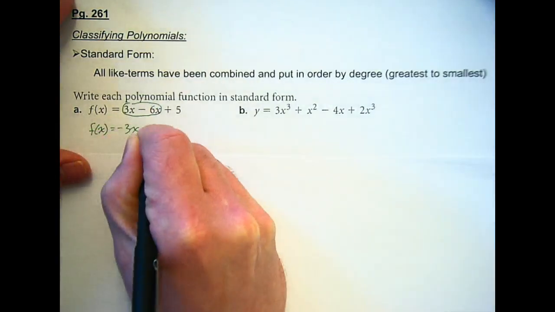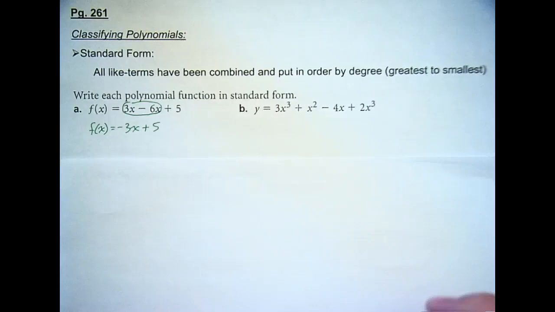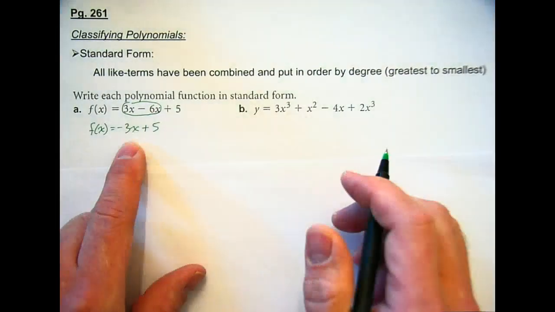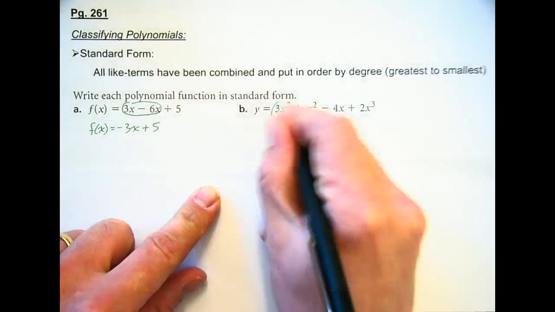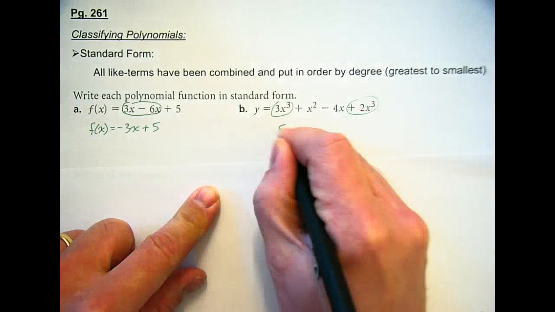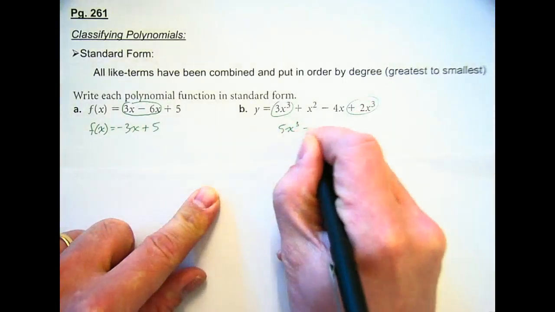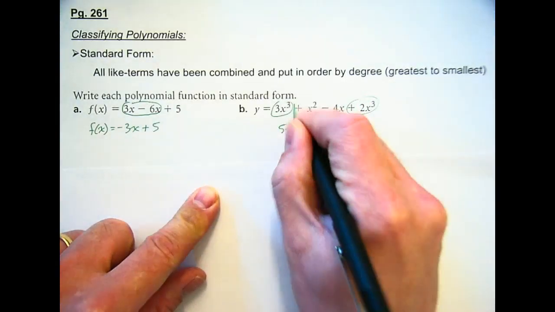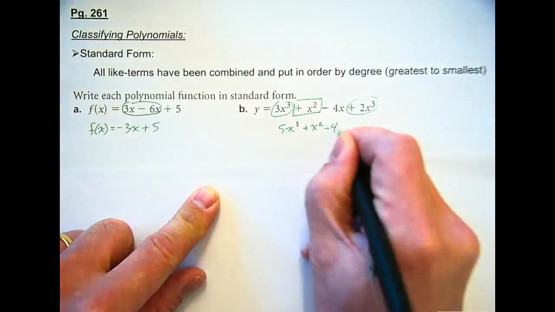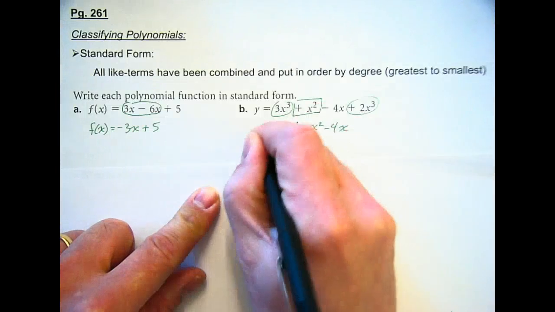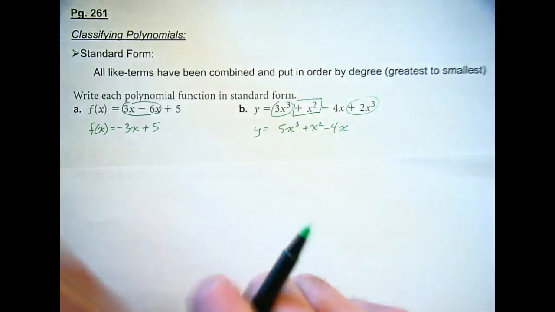Okay, how many got negative 3x plus 5? All right. And here it looks like we could put together the x cubed, so 5x cubed plus x squared, and minus 4x. So, how many got that? Any questions on it?